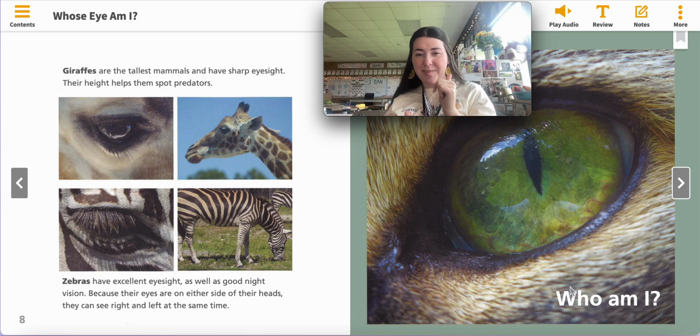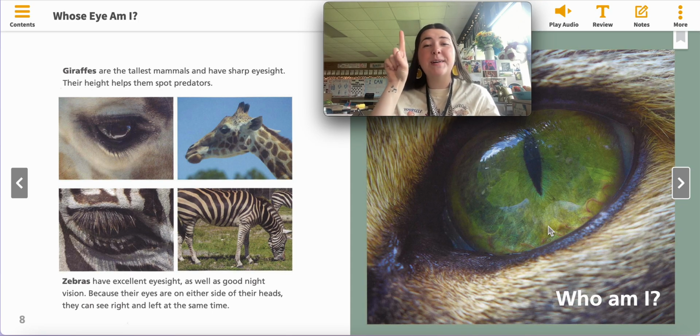Now let's see if you know this one. It says, who am I? Any guesses on who this animal is? All right, I'm going to turn the page in 3, 2, 1.